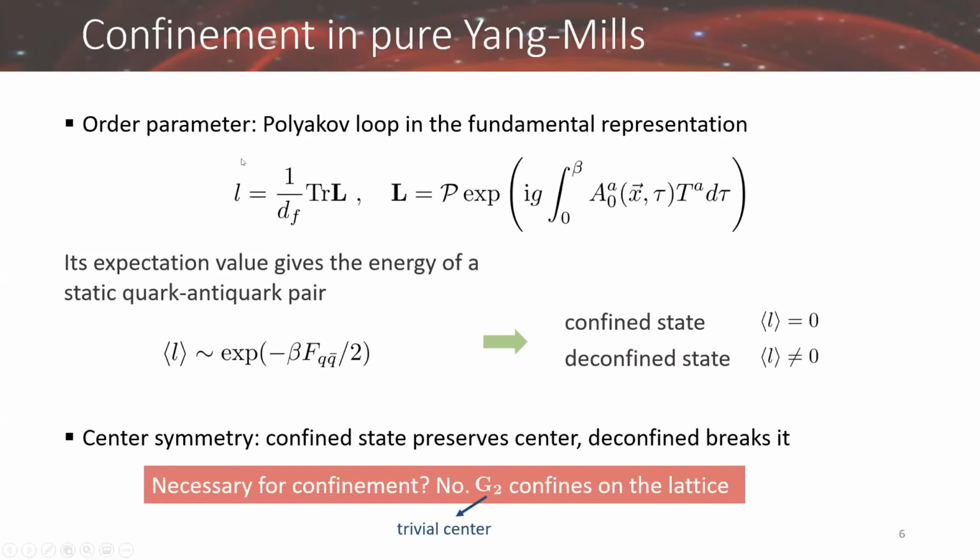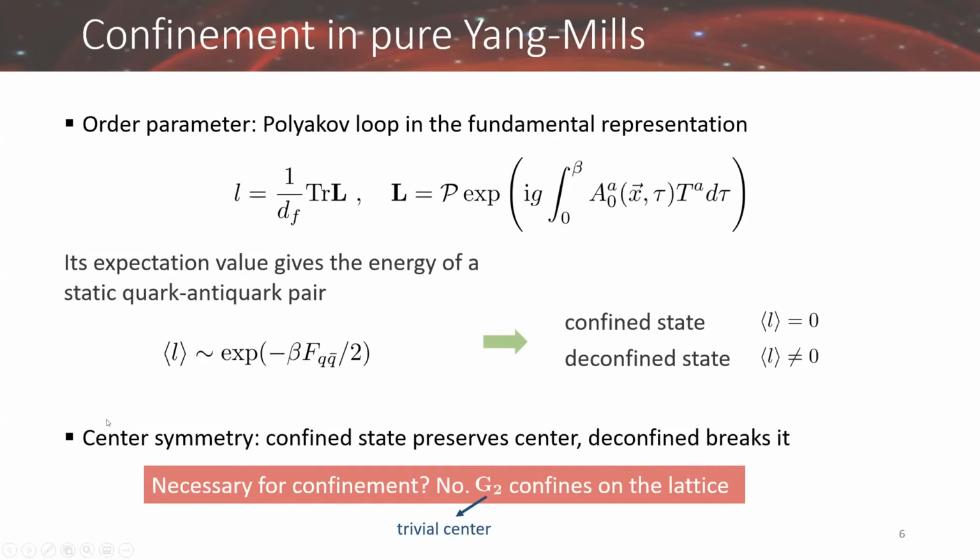Now, the order parameter for this transition is the Polyakov loop in the fundamental representation. It's given by this lowercase l, and is related to the trace of the Wilson line in the thermal direction. So you get the time component of the vector potential. Physically, it's related to the energy of a pair of a quark and an antiquark, which are very heavy. If the energy between this pair is infinite, you are in a confined state, and this order parameter is 0. If it's not infinite, you are in a deconfined state, and you can get a VEV for this order parameter.